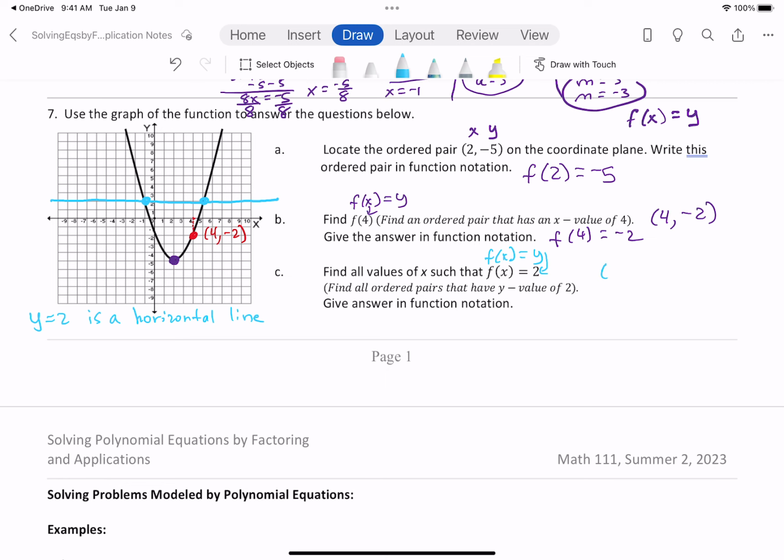Those ordered pairs are (-1, 2) and (5, 2). So if we want to write those in function notation, it'll be f(-1) = 2 and f(5) = 2.